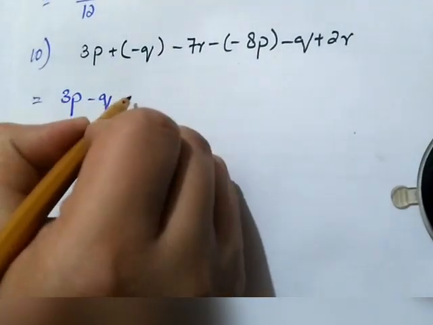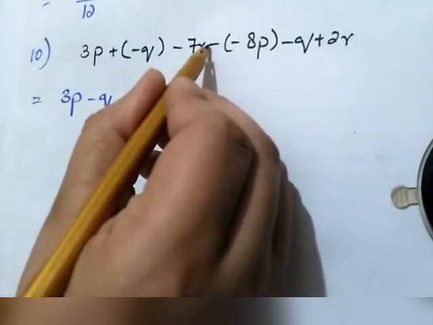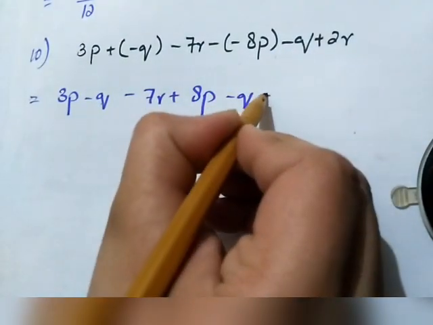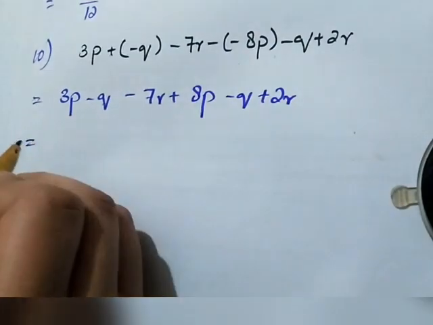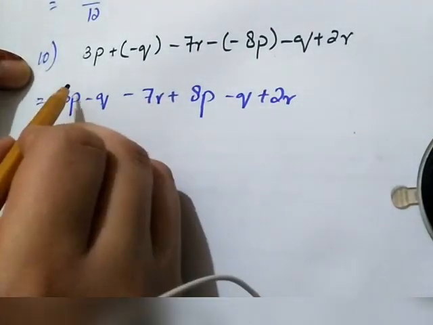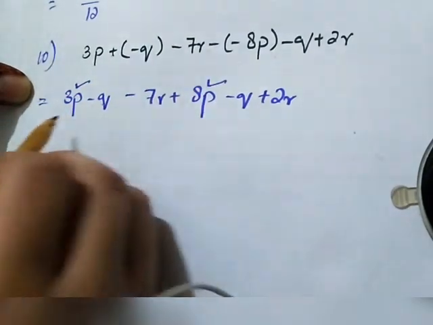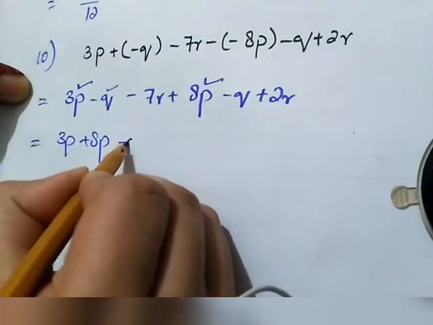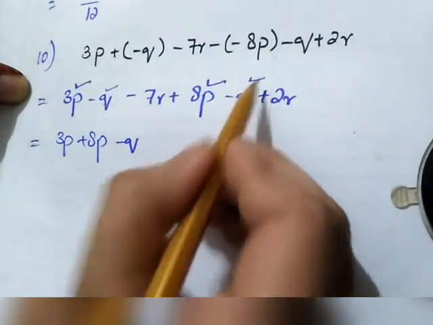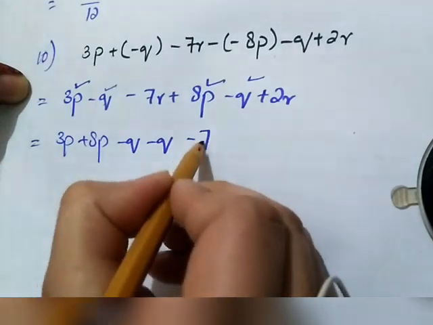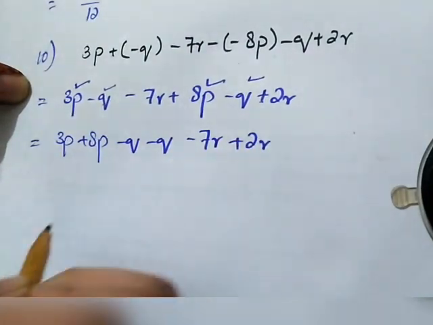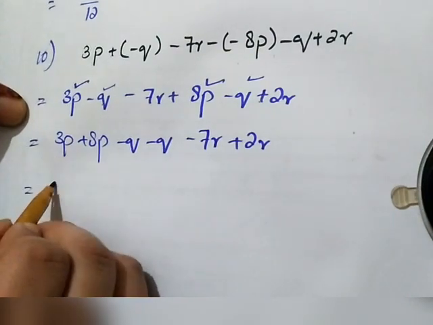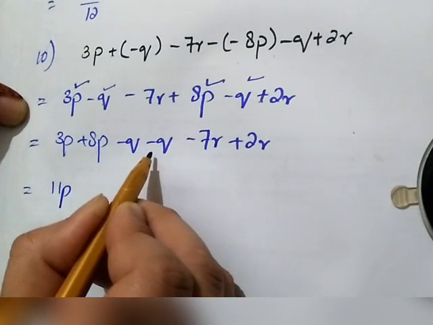Plus minus minus q minus 7r minus minus plus 8p, then minus q and plus 2r. Now we arrange the variables, write down the similar variables together. We have 3p and 8p. So 3p plus 8p. Then we have a minus q, and what is the next q? This, minus q. Then minus 7r and plus 2r. Now we simplify the same variables together. 8 plus 3, 11p, minus q.